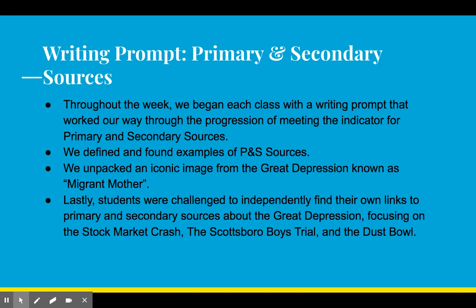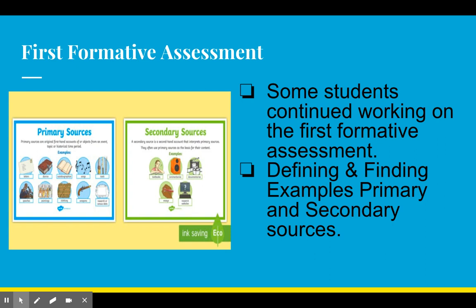And lastly, students were challenged to independently find their own links to primary and secondary sources about the Great Depression, focusing on the stock market crash, the Scottsboro Boys trial, and the Dust Bowl. We placed those all in a shared document. Some students continued working on the first formative assessment, where you were asked to define and find examples of primary and secondary sources.